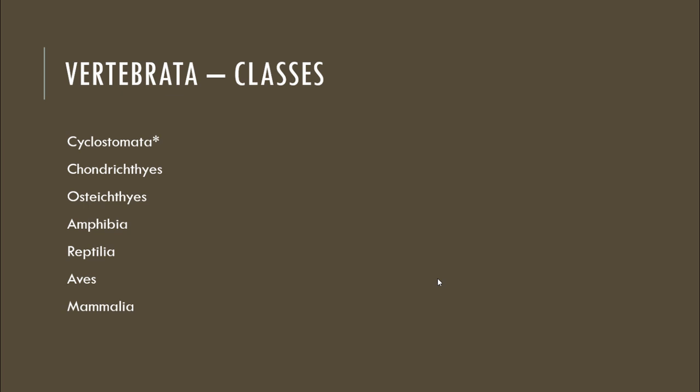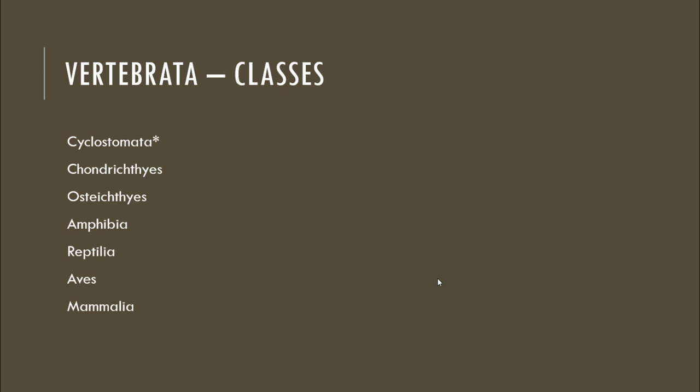So we now have the vertebrata classes. We have the cyclostomata, chondrichthyes, osteichthyes, amphibians, reptilia, aves, and mammals. You will notice that cyclostomata doesn't concern us, so I just leave it out. But let's move on with our chondrichthyes. So chondrichthyes and osteichthyes, they are just fishes. So they belong to the Pisces.